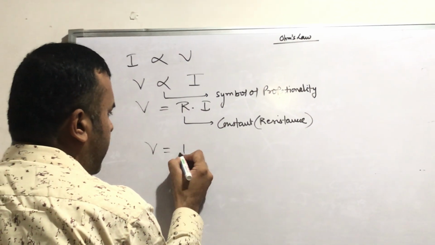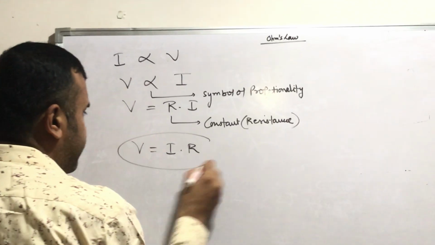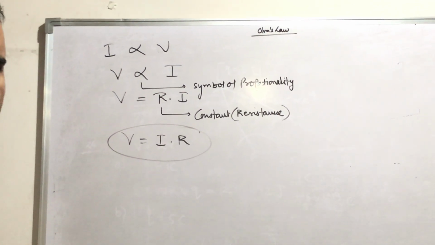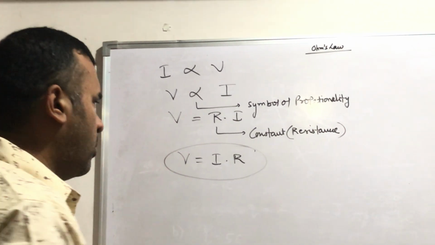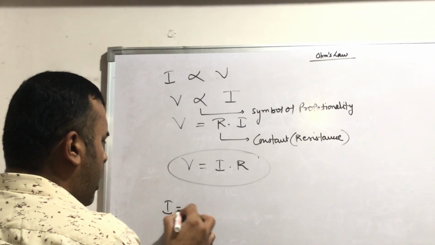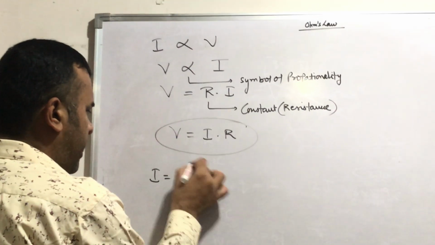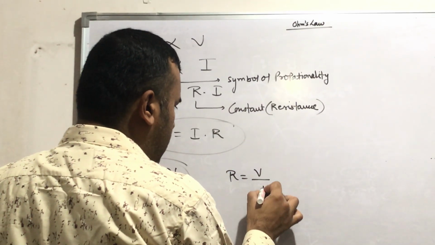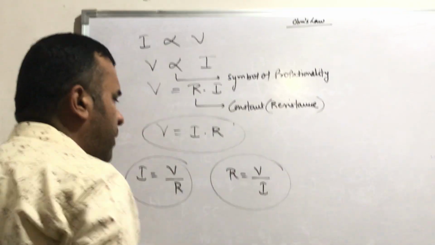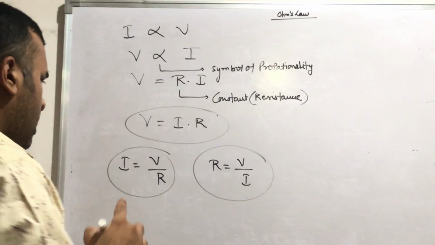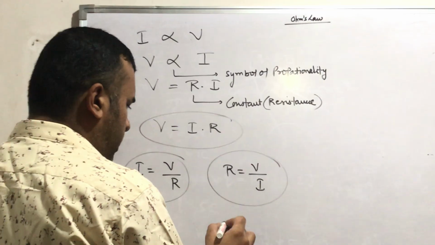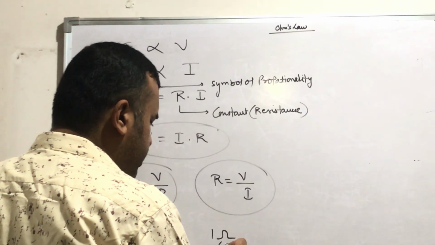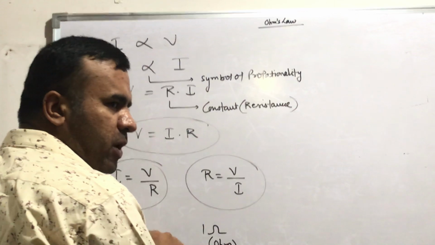If you rewrite it like this, V is equal to IR. This is the simple formula we get from Ohm's law for potential difference, right? Similarly, if you have to calculate I, it can be written as V by R, and if you want to calculate capital R, it can be written as V upon I. By this formula, the unit of resistance, as I have already told you, is ohm, O-H-M, and this is the symbol of ohm.